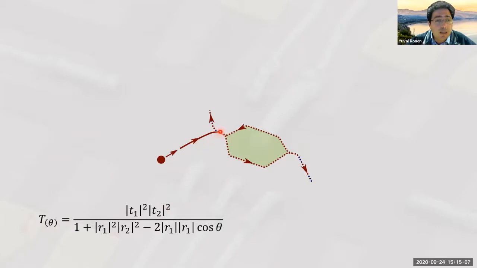R1 and T1 are the parameters of the left QPC, and R2 and T2 are the parameters of the right QPC. And this theta is basically the Aharonov-Bohm phase. The Aharonov-Bohm phase is simply the area times the magnetic field. It's the flux divided by phi naught, times the charge of the quasi-particle divided by the electron charge. So this is basically the Aharonov-Bohm phase.